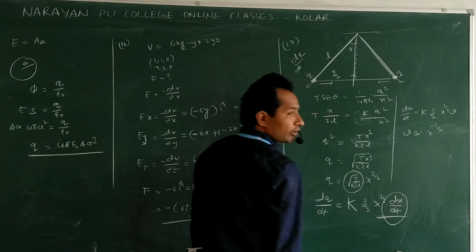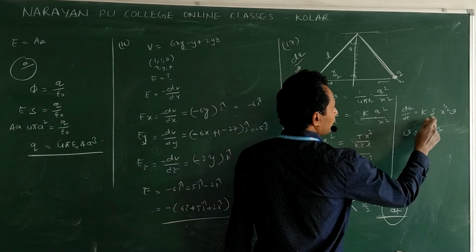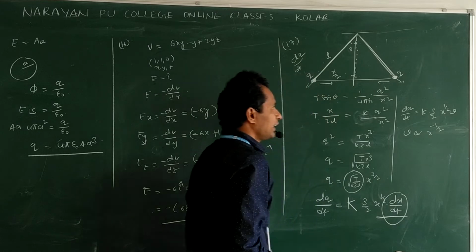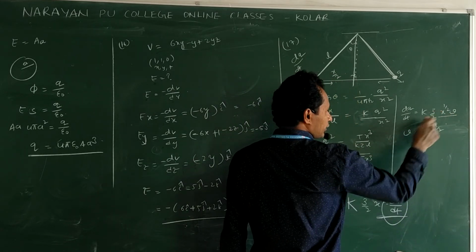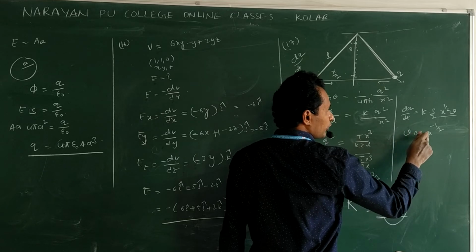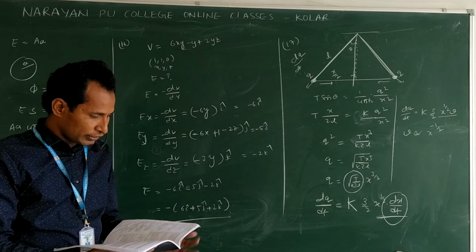dx by dt is what? Velocity, the rate of change of position. So dq by dt is equal to k into 3 by 2 x power 1 by 2 into v. They are asking the relation between x and v, so make v the subject. Then x power 1 by 2 goes to the other side, and we get v proportional to x power minus 1 by 2.